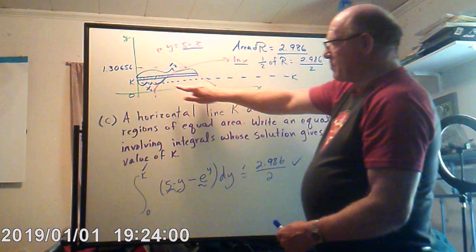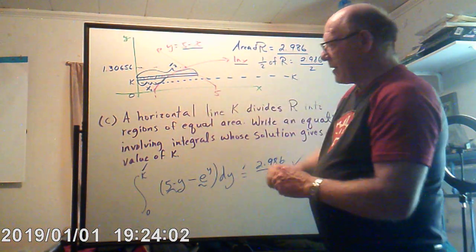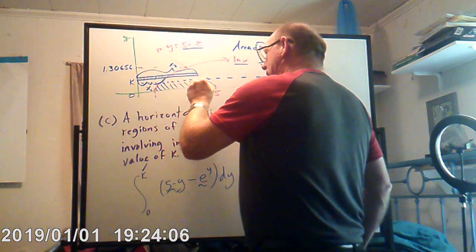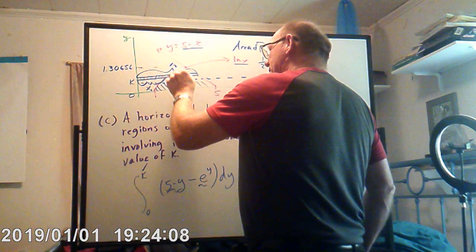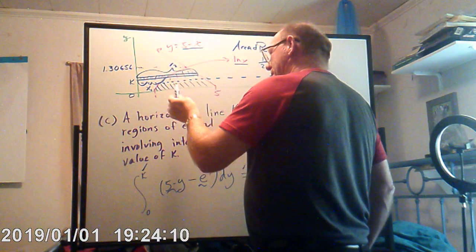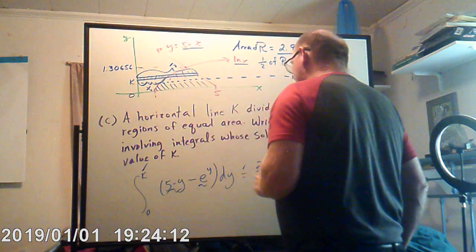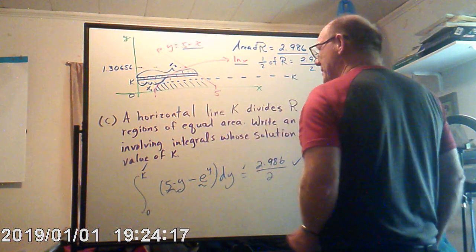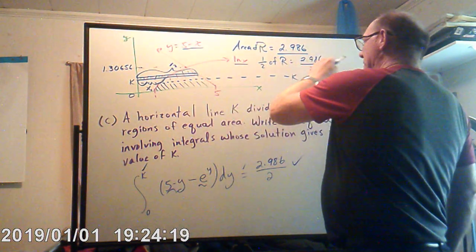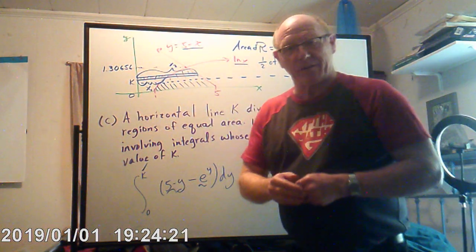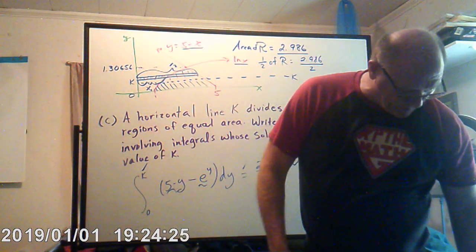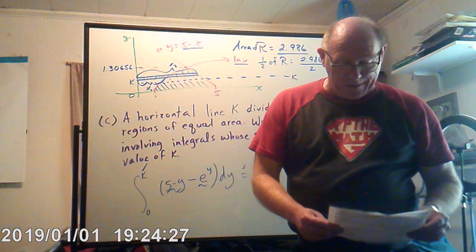We looked at this bottom area, is all we did. This area is the same as this area up here. It's the exact same, we're just looking at the area down here, which happens to be 2.986 divided by 2. The whole area is 2.986, right? So I'm just taking half of that. Well, that's easy enough, isn't it?